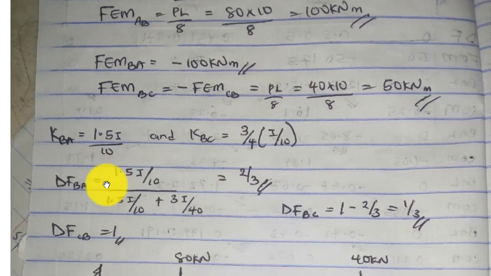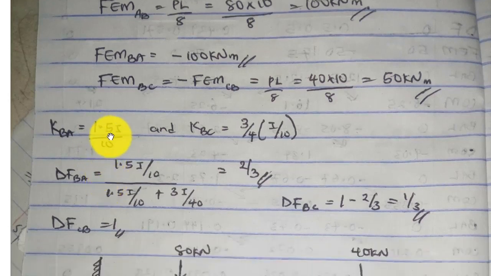The formula for relative stiffness is what? 1.5I over L. You know the I is 1.5. Show your graph now. You know the formula is I over L, which is similar to 1I over L. So if our I is now 1.5, it's 1.5I over L. You understand? So you have 1.5I over L, which is over 10. So that's your KBA.